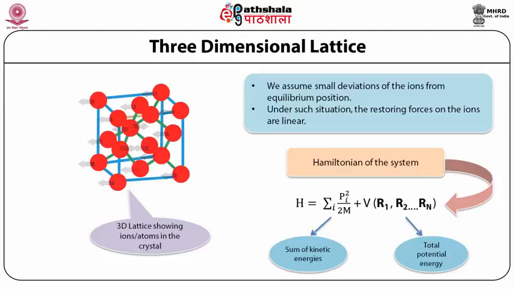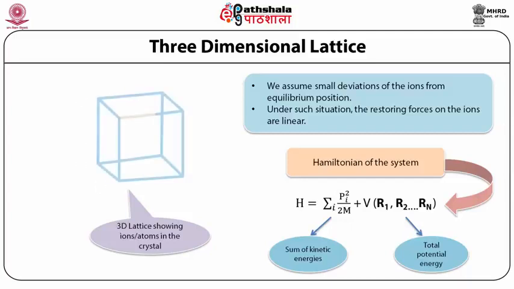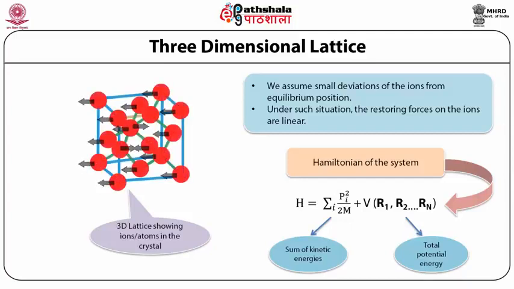As we discussed for the 3-dimensional lattice, we will assume small deviations of the ions from the equilibrium position. You have to understand that the ions sit in very stable positions, and the lattice vibrations originate from the movement of the ions around the equilibrium position. So we will assume small deviations of the ions from the equilibrium positions.